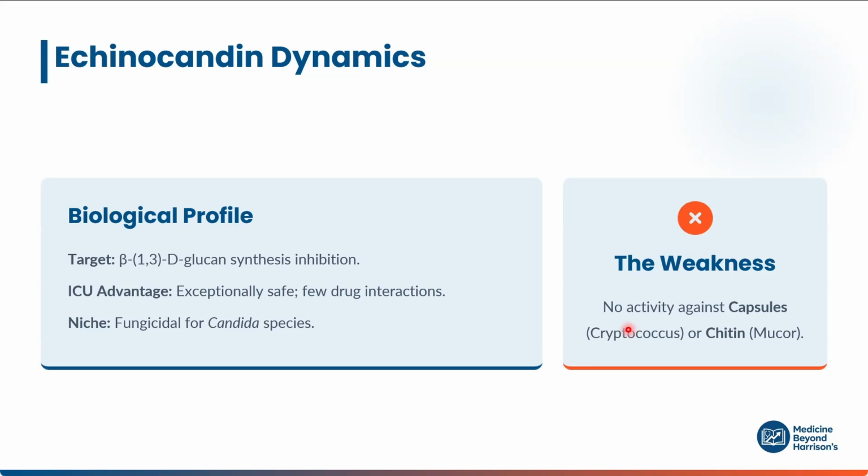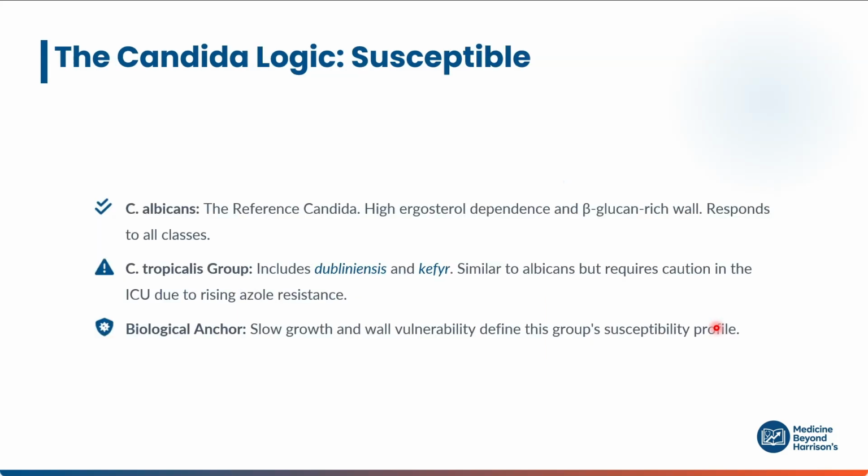It is fungicidal for Candida species, but its weakness is activity against capsulated organisms such as Cryptococcus. The presence of chitin in the cell wall completely makes this drug useless. So in these cases, don't go for echinocandins.